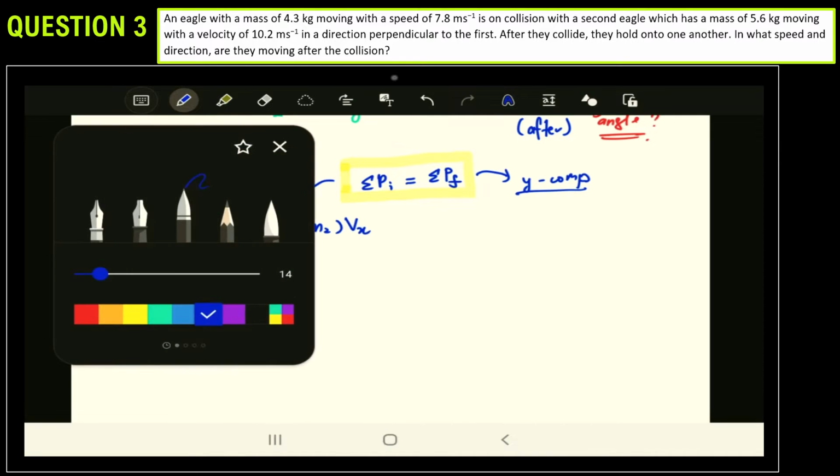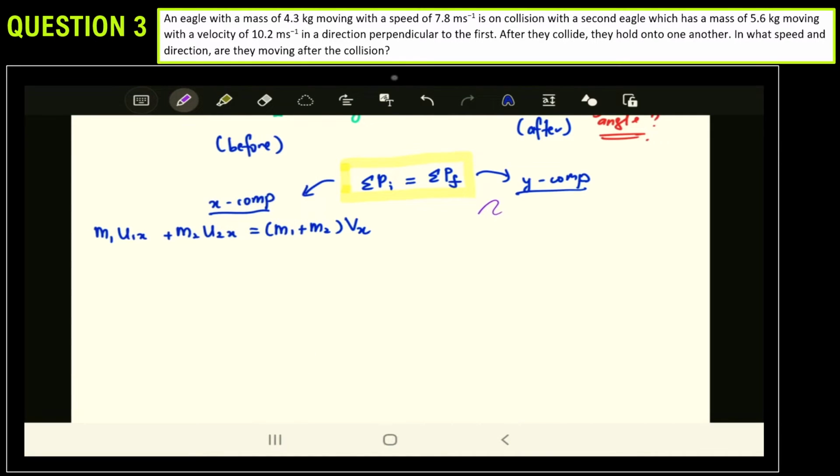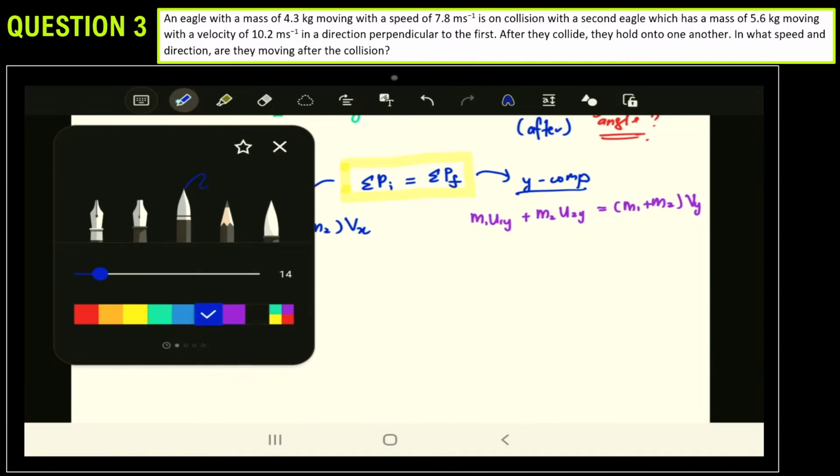And how about this one? I will use another color. So M1 U1y plus M2 U2y equal to M1 plus M2. This time we write Vy. Okay, so now let's substitute all the values.